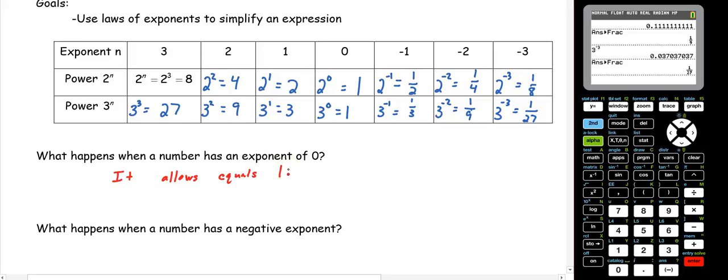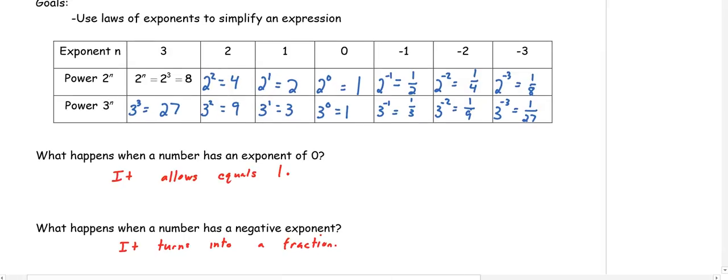What happens when a number has a negative exponent? So when it has a negative exponent, look at all these negative exponents, we were getting fractions. So what happens when a number has a negative exponent? It turns into a fraction. Because what's happening is the number's being squared or cubed just like before, but now with the negative, it's going to move down into the bottom of our fraction. So let's use these ideas to look at negative exponents and 0 exponents.